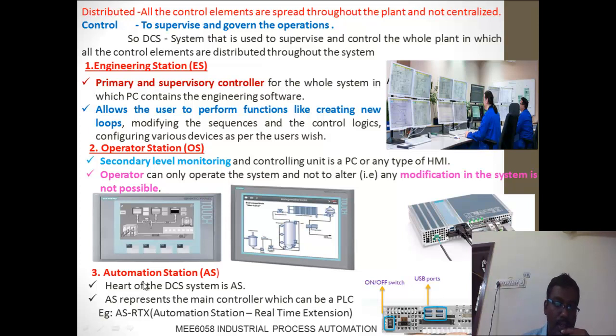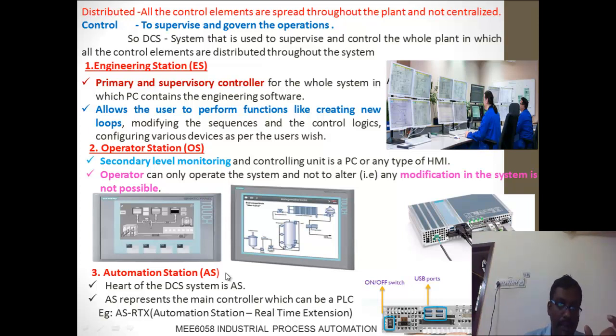Coming to the next, automation subsystems. Here, the automation systems are outside of the DCS, meaning outside the DCS systems are called automation systems. It consists of two substations: one is the controller substation and the other is the instrumentation subsystem.